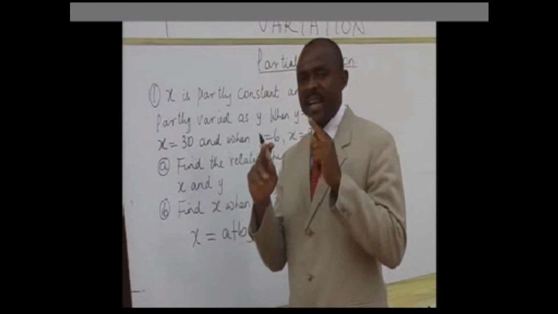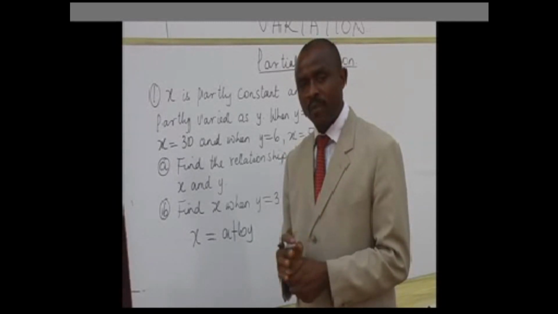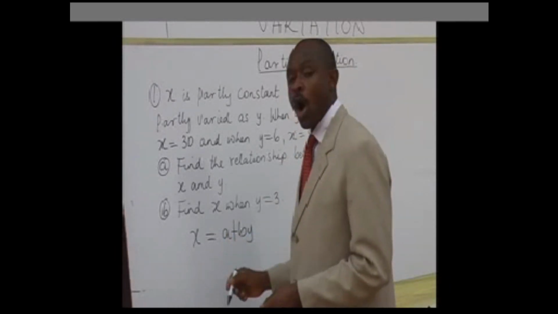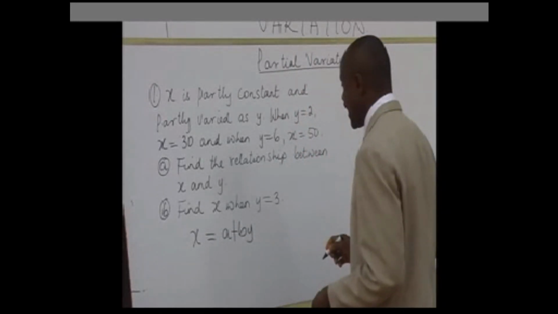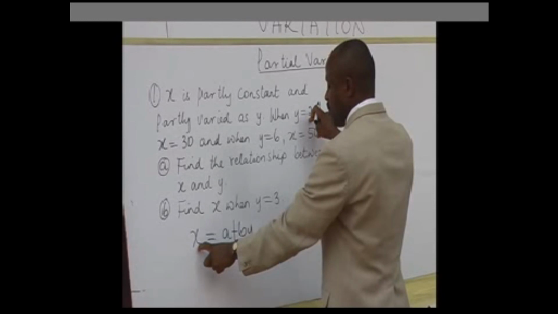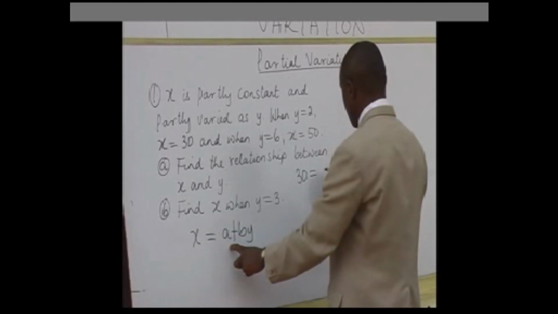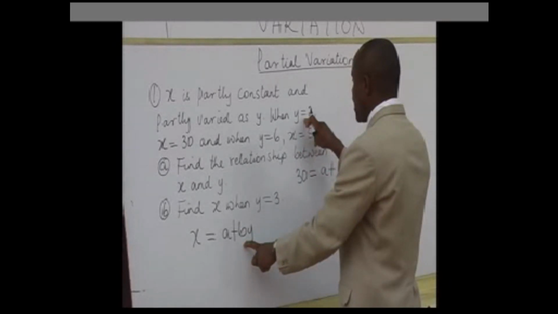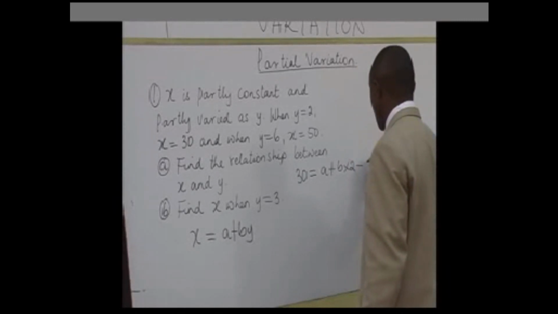Another thing is that partial variation always leads to simultaneous equations. It is from simultaneous equations that you will be able to find the values of A and B, or the two constants that are involved. Look at this. First of all, they said when Y is 2, that X is 30. Use 30 to substitute X. So we have 30 is equal to A plus B times 2. This will be your equation 1.